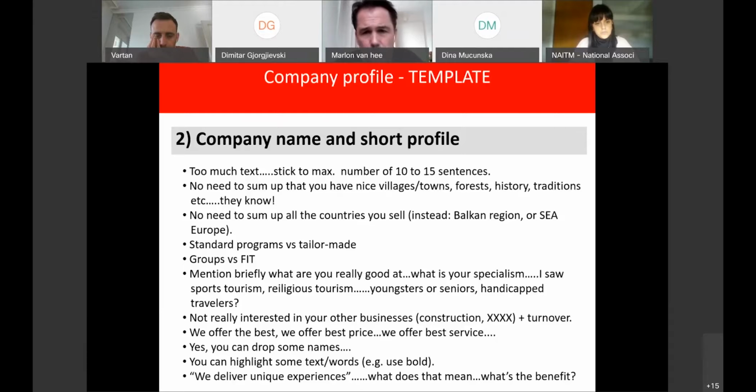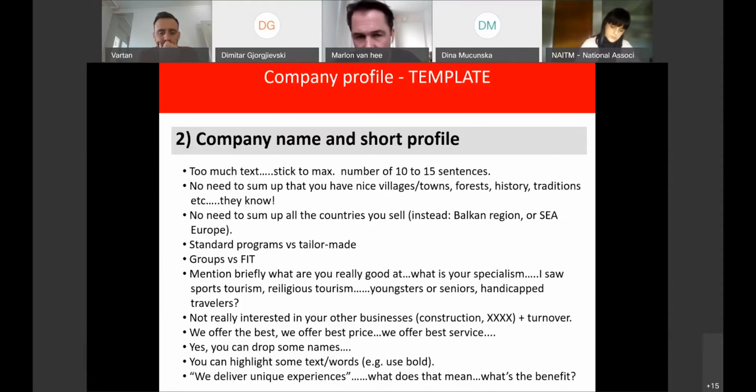But what is most important here as part of the short profile, mention briefly what are you really good at. I think most short profiles don't really show your face, don't really show what you're really good at. It's more like you're all around and just a generalist. That doesn't work for European outbound tour operators. They really want to know what is your specialism.